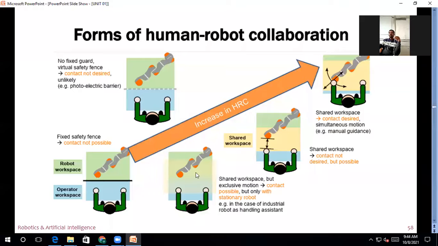In this picture you can understand this workspace. This colored portion, painted yellow, is the shared workspace of the robot and the human. After that, next is shared workspace, contact not desired but possible.